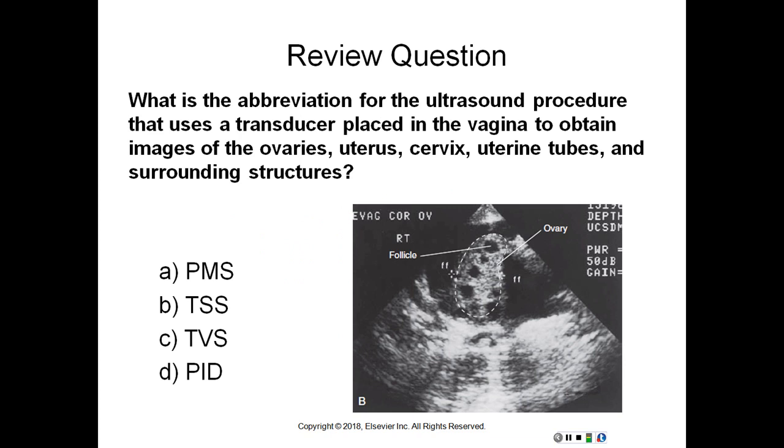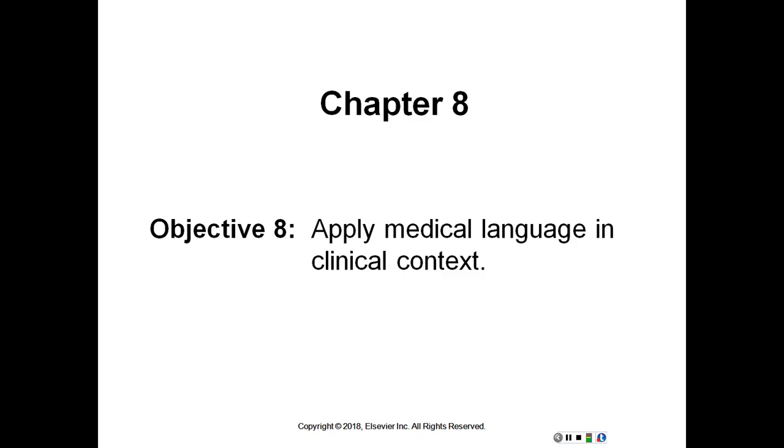And then another question, what is the abbreviation for the ultrasound procedure that uses a transducer placed in the vagina to obtain images of the ovaries, uterus, cervix, uterine tubes, and surrounding structures? Again, look down your list and hopefully you have selected C for TVS, which is a transvaginal sonography.